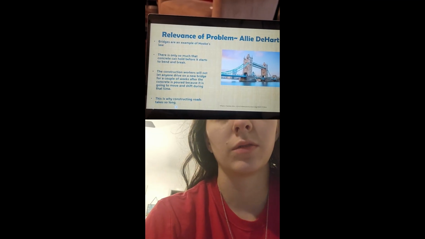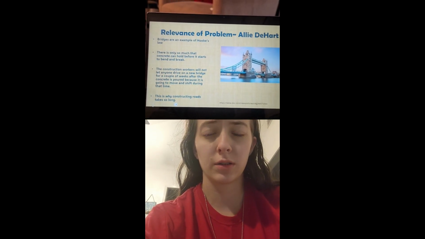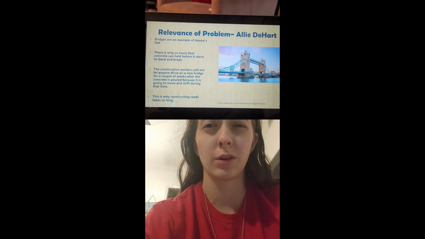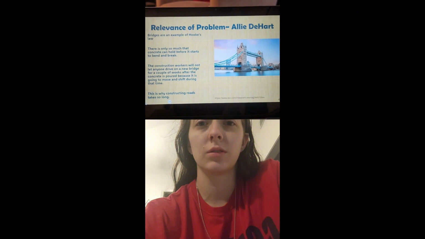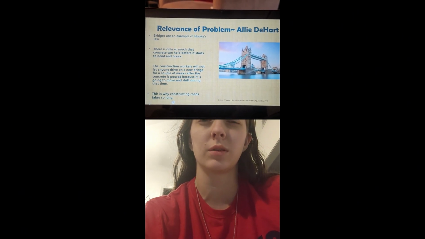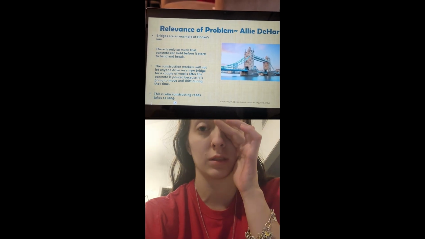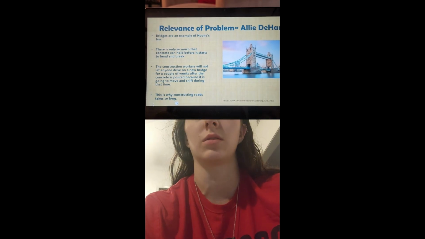Bridges are an example of Hooke's Law. There is only so much that concrete can hold before it starts to bend and break. The construction workers will not let anyone drive on a new bridge for a couple of weeks after the concrete is poured because it is going to move and shift during that time. This is why constructing roads takes so long.